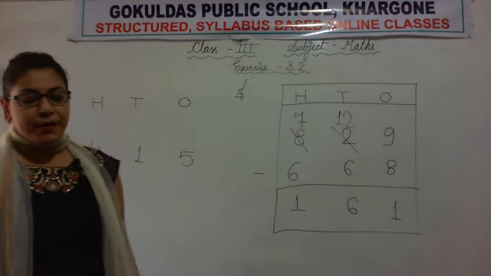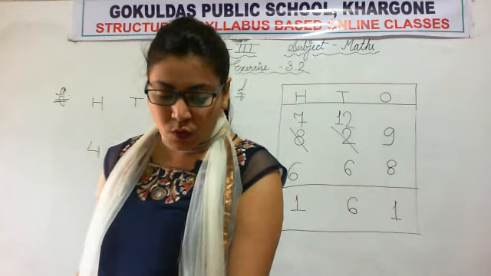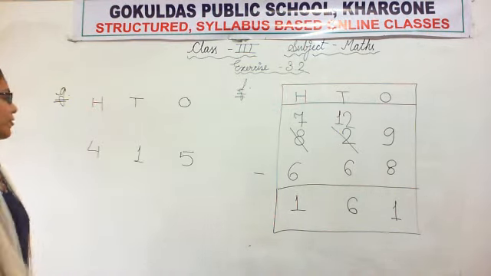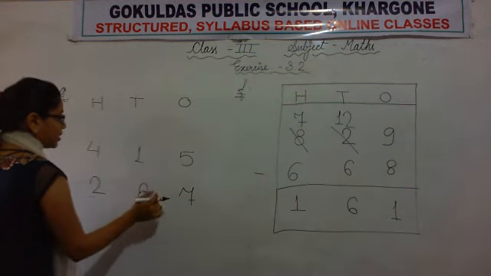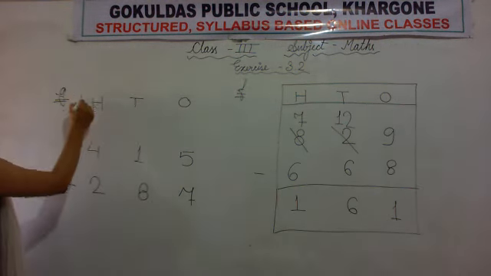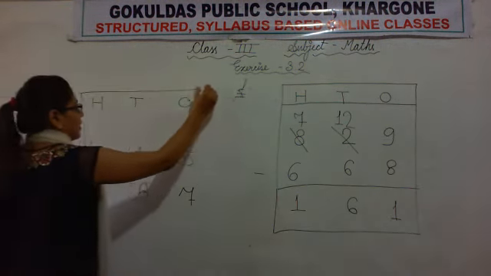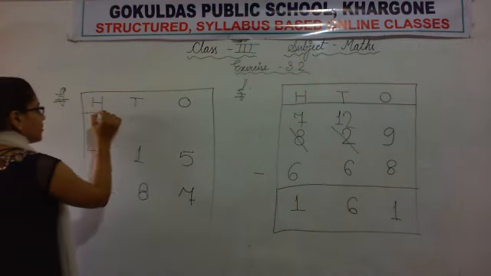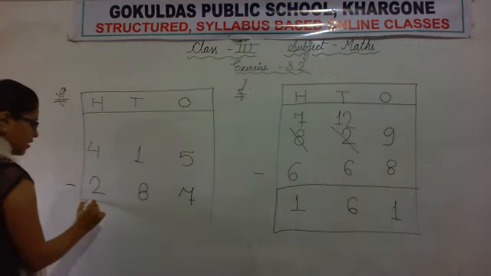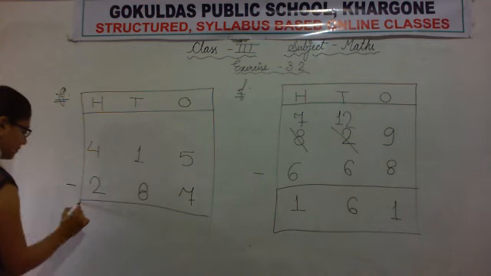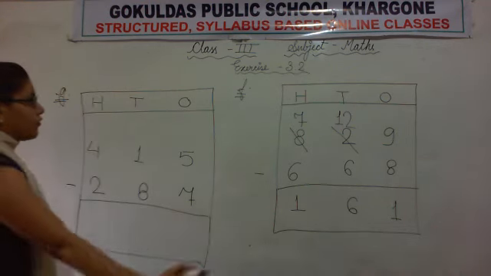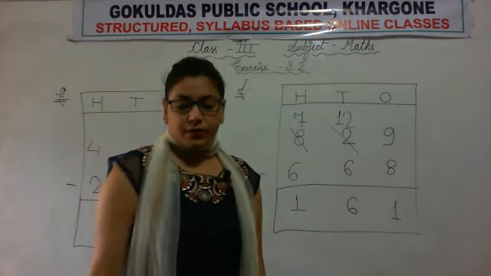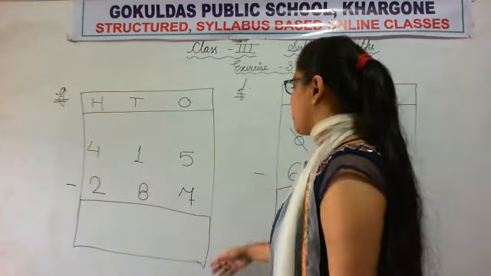And what is our subtrahend? Our subtrahend is 287. Now since we are doing subtraction, so we'll put minus sign. Now making table with the help of scale or ruler. Now we'll start subtraction from the ones place. Okay, so starting from the ones.